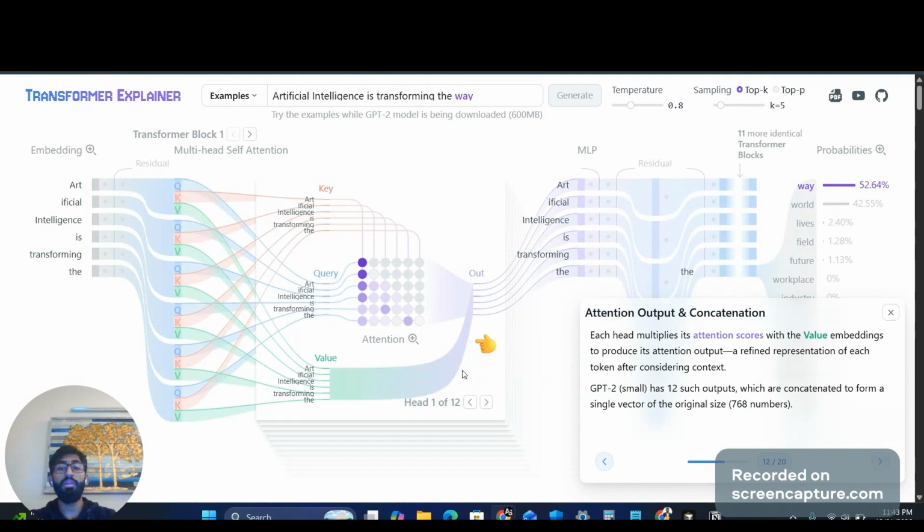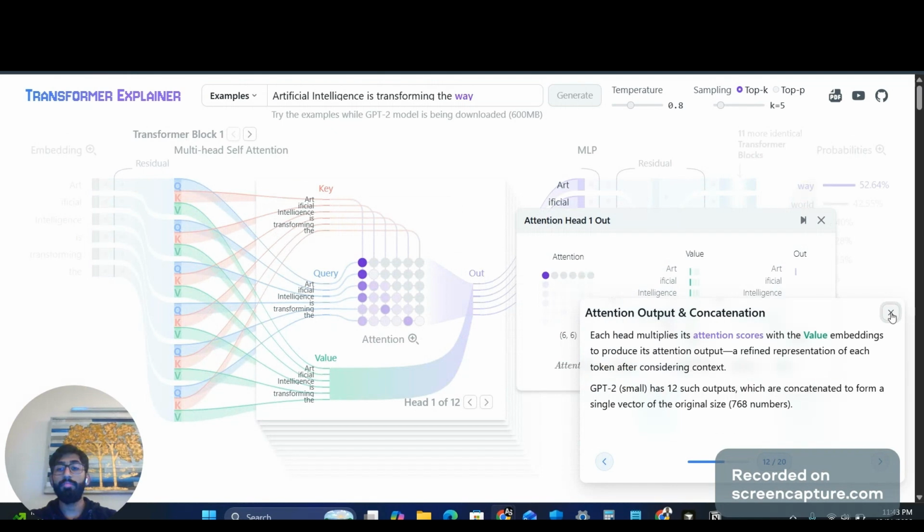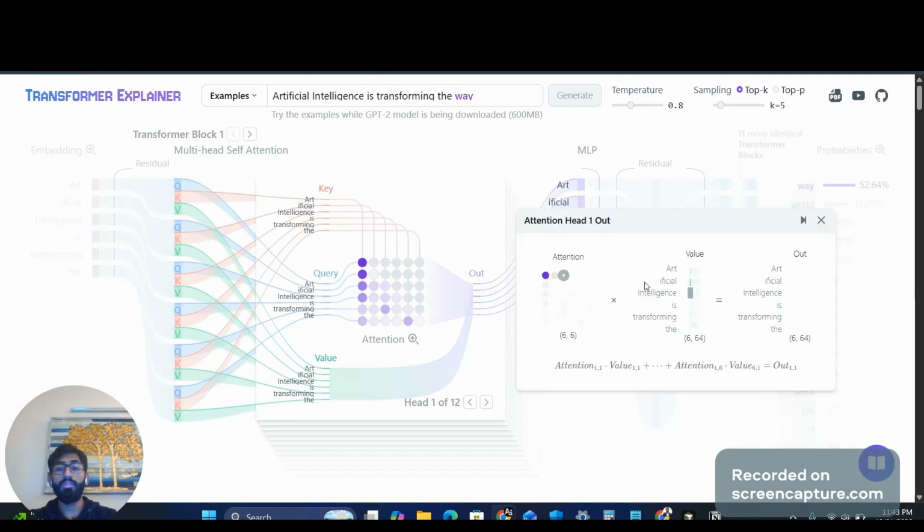So now the output, we can click on it and see how it does. This is the output. Let me click on it again. So this is the attention. We can see it is 6 by 6, right? The attention we saw for art was 1, right? The probability is 1, meaning it will be very dark, and if the value is close to 0, it'll be very light gray or whitish.